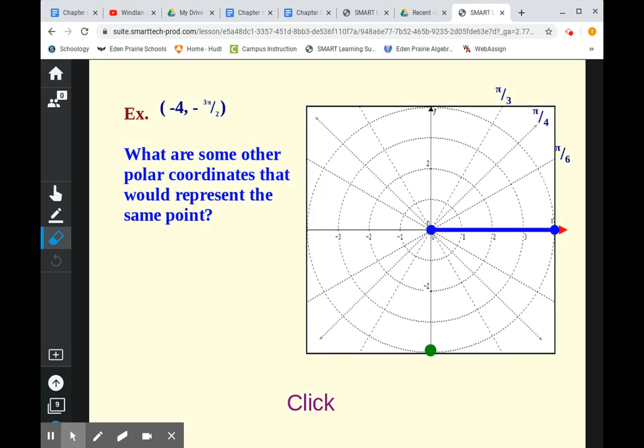So if you take a look at this one, it says (-4, -3π/2). What are some other polar coordinates that would represent the same point? So before you go on to the next page, I want to have you pause and see if you can write down maybe 1 or 2 other ways you can get to this exact same point.